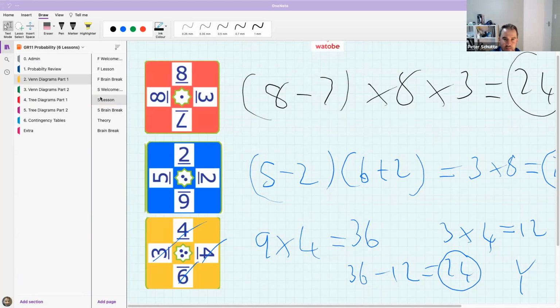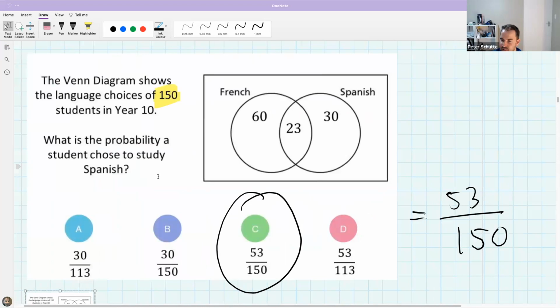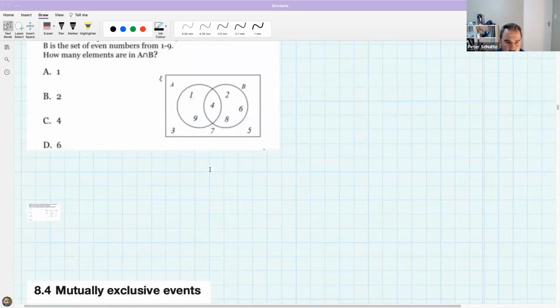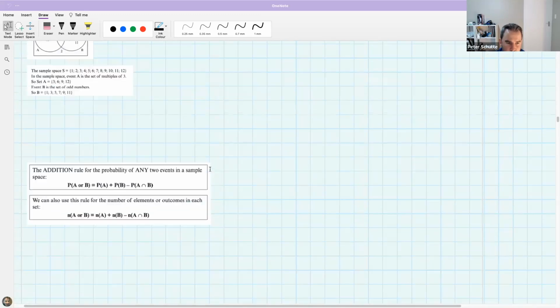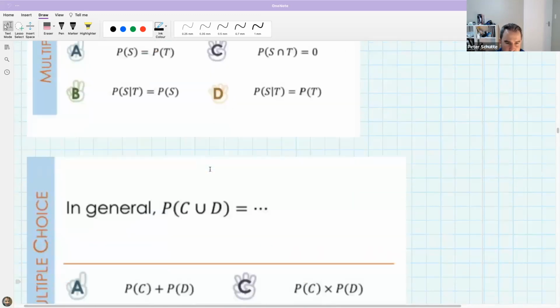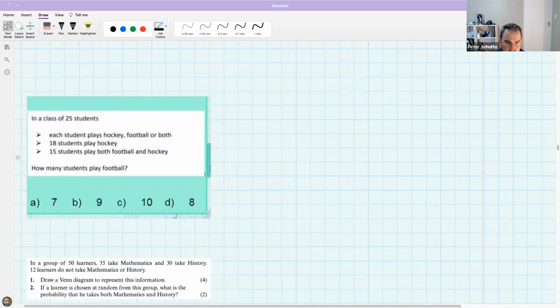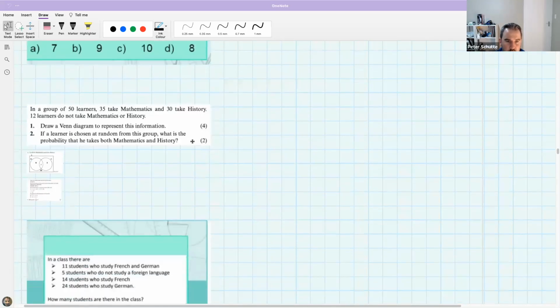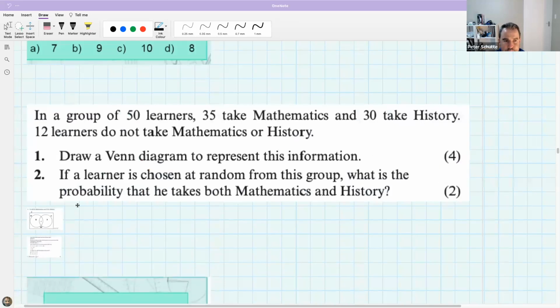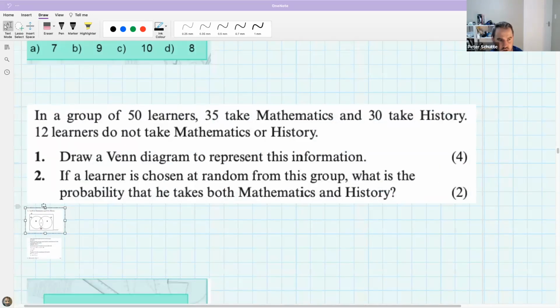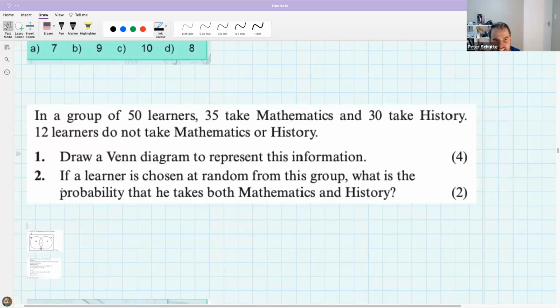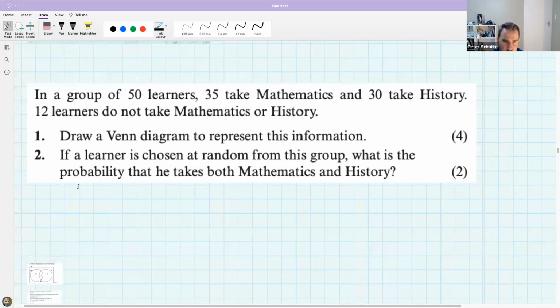Okay, break time is over. It's time to head back to probability. I hope that you feel like you've had a bit of a break. Let's go to this question, complementary. Can you do this question for me? It's slightly different the way it's worded. In a group of 50 learners, 35 take mathematics, 30 take history, 12 do not take mathematics or history.